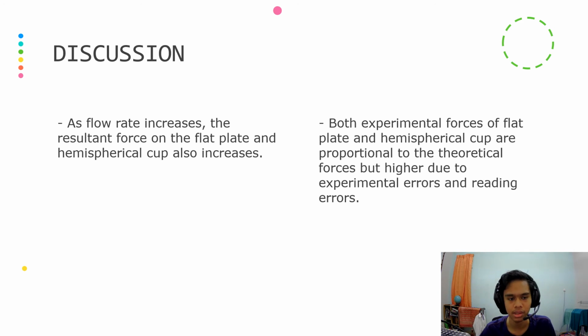As a discussion, as flow rate increases, the resultant force on the flat plate and hemispherical cup also increases. This is true according to the calculations and according to the actual values that we get. Both experimental forces of the flat plate and hemispherical cup are proportional to the theoretical forces, which means that they follow each other and they are correct, but they are higher due to experimental errors and reading errors. These errors are made because we do not have a perfect experimental setup, but still the values that we get follow the theoretical values.